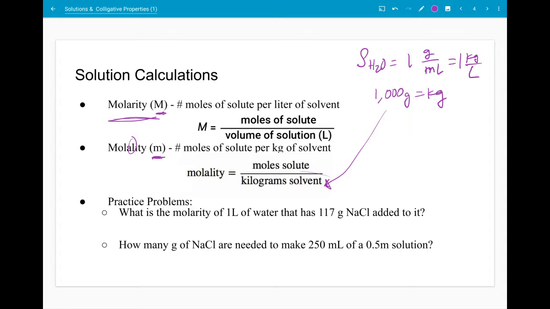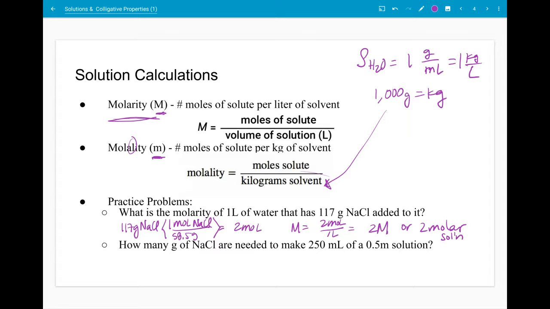So I have one molarity review question. What is the molarity of 1 liter of water that has 117 grams of NaCl added to it? So we take 117 grams of NaCl. 1 mole of NaCl is equal to 58.5 grams. And we find that to be 2 moles. So the molarity is equal to 2 moles over 1 liter. So it is a 2 M, large M, or a 2 molar solution.